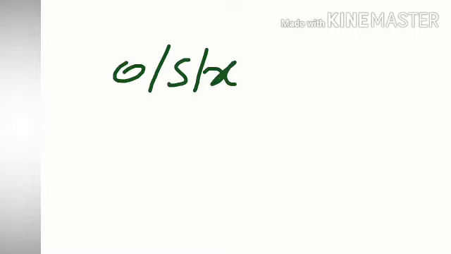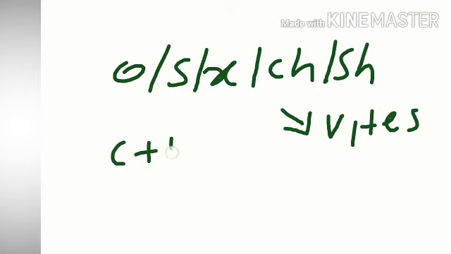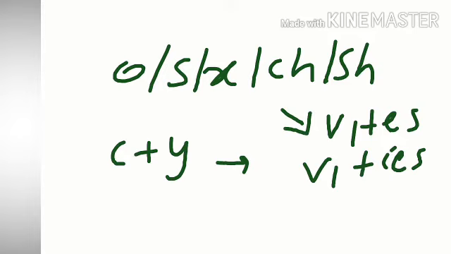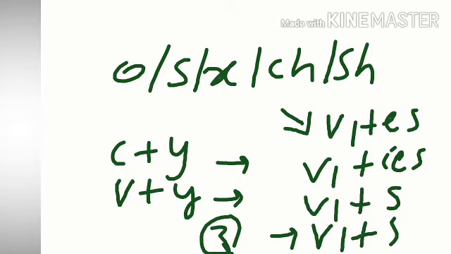So X, CH and SH. If the base verb has all these endings, add ES. This is the first case. And the second case is consonant plus Y endings: V1 plus IES. And vowel plus Y: V1 plus S. In all the other cases, we have to add S to the base verb. This is the third one. So this is how it changes. We see a few examples for a little bit of clarity.